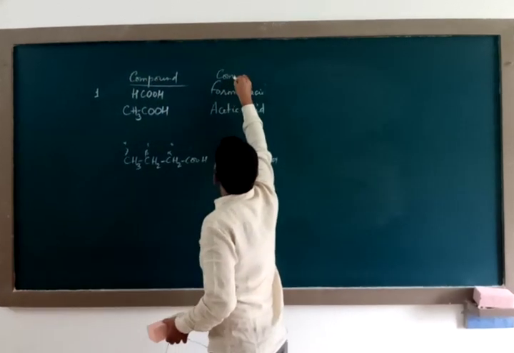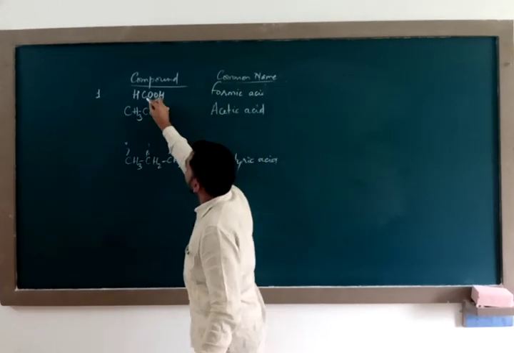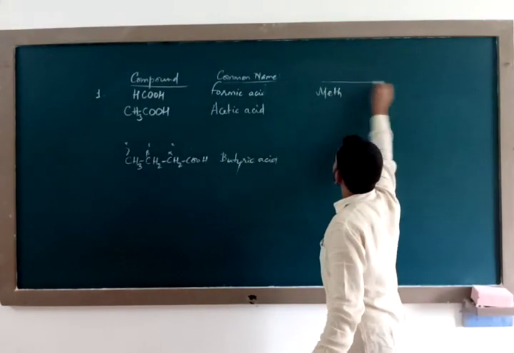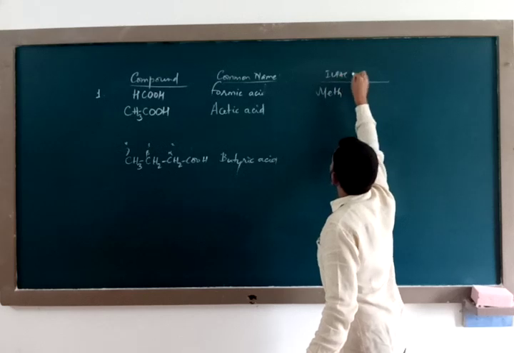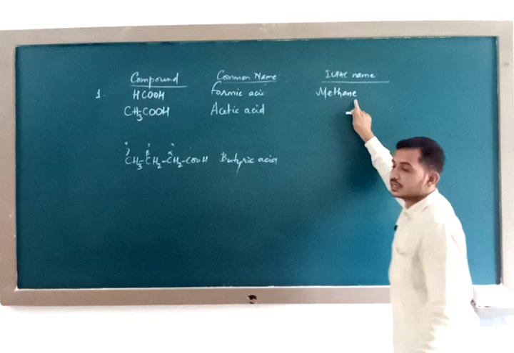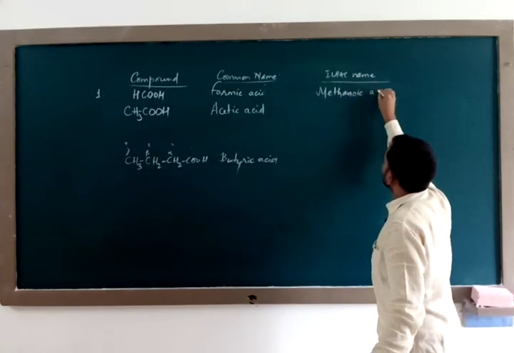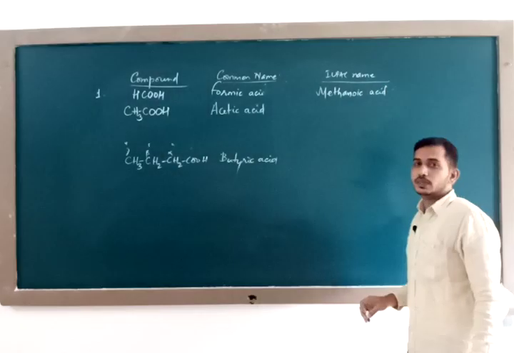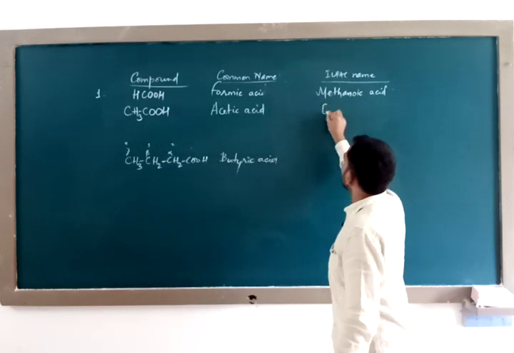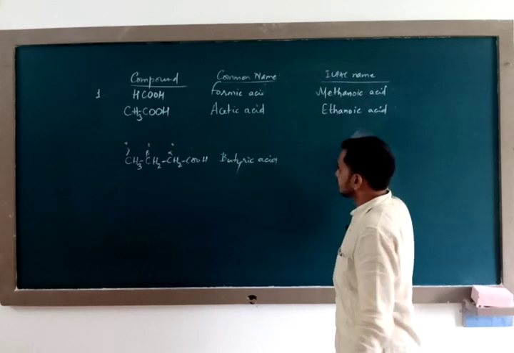The common name is formic acid, but the IUPAC name is, it contains only one carbon, therefore the root word should be meth. Then all are single bonds, therefore ane. Since the last letter should be removed, I will remove this, and it is to be attached with the suffix oic acid. So its name is methanoic acid. The second compound contains two carbons, therefore ethanoic acid.